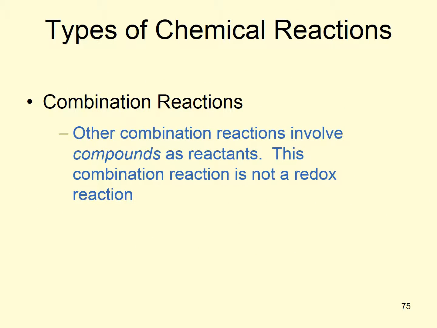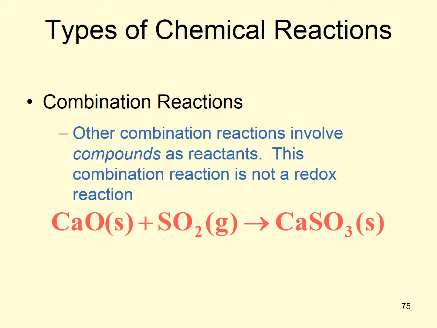Some combination reactions are non-redox reactions, and those will be things like precipitate reactions, or here, calcium oxide reacts with sulfur dioxide to give us calcium sulfite. This is also combination because there's only one product. But if you go through and calculate the oxidation numbers, they don't change at all. So this is a non-redox reaction.